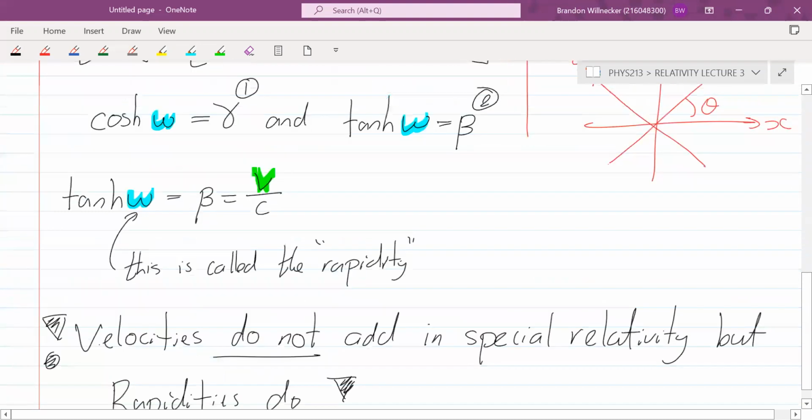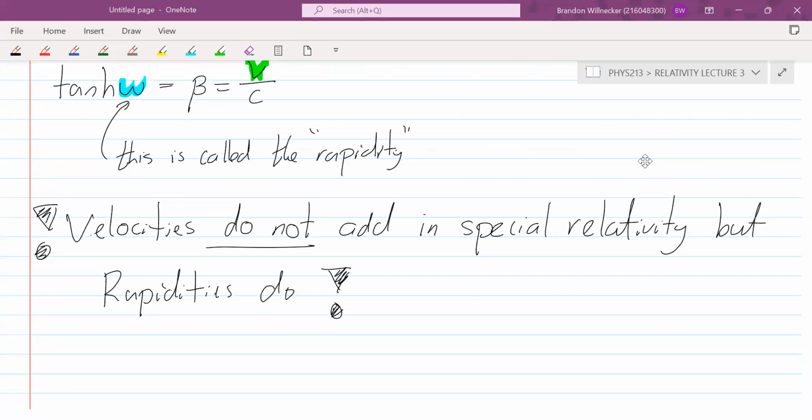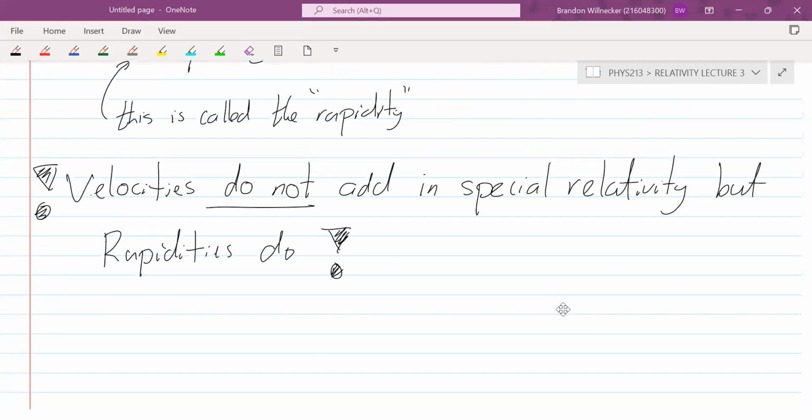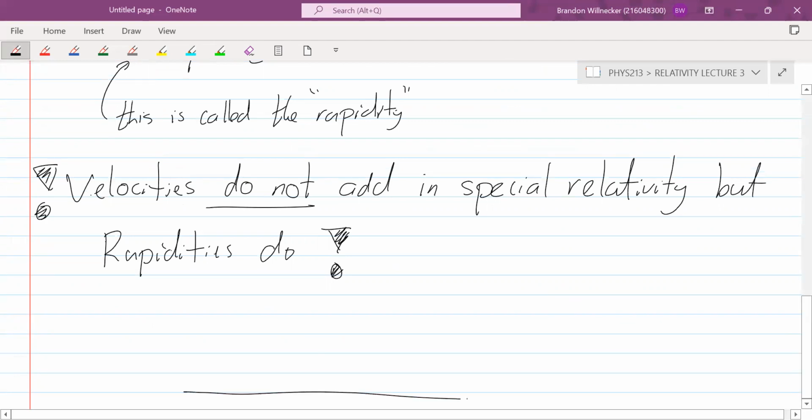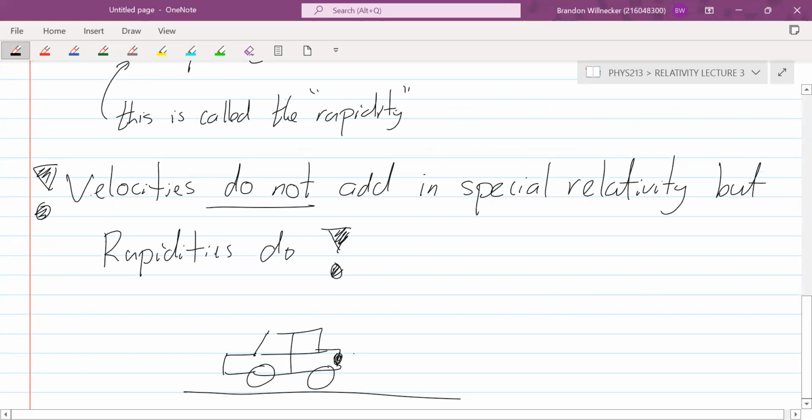Okay, so what do I mean by velocities do not add in special relativity? Well, to explain that, we just need to do a very quick little thought experiment, as Einstein would say. Imagine you're in a car. Let's draw a little car here. Okay, so you're in a car and it is stationary. Then you turn on your headlights and the light rays move off. Okay, they move off in front.